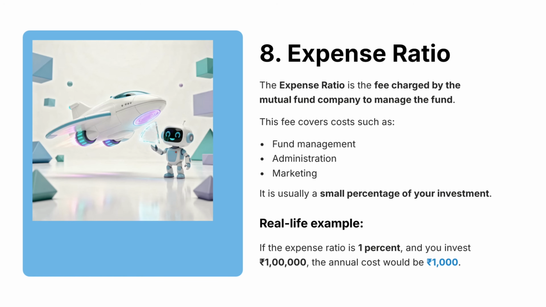Eighth one is expense ratio. The expense ratio is the fee charged by the mutual fund company to manage the fund. This fee covers costs such as fund management, administration, and marketing. It is usually a small percentage of your investment. Now we will see the real life example. If the expense ratio is 1%, then if you invest 1 lakh rupees, the annual cost would be 1000 rupees.